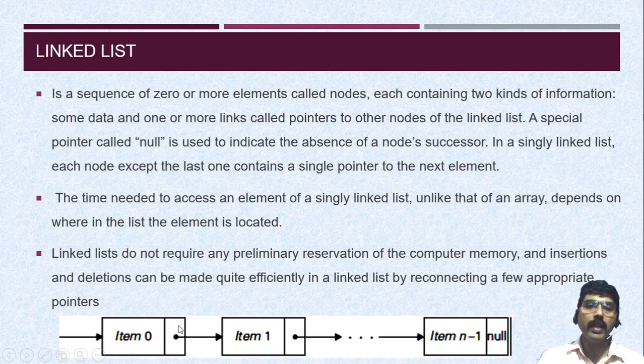One of the disadvantages of this linked list is the amount of time needed for accessing the element depends on the element location. If we are accessing the first element of the list, it will take less time. If we are accessing the last element of the list, it will take more time. So this is one of the disadvantages of linked list.